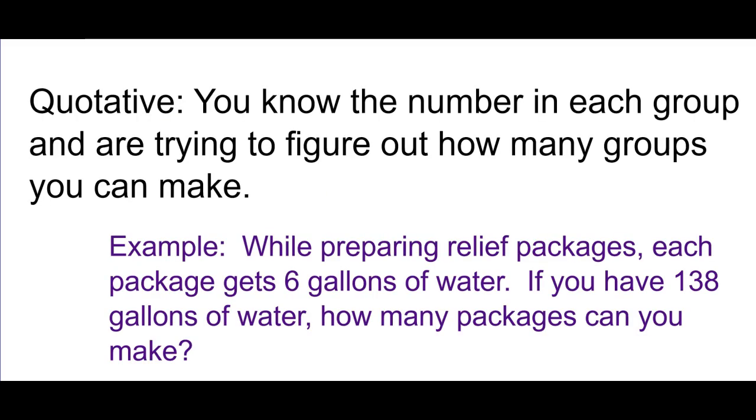And then our other quotative here where we're preparing relief packages and we know that every family needs 6 gallons of water. So if we have 138 gallons, we can say 138 divided by 6, I'm just doing the traditional algorithm here, gives me 23. So I can make 23 relief packages, or for 23 families there, if each one gets 6 gallons of water. I don't know if that's a reasonable amount or not, I just made up that problem. But for quotative division, that's what we mean there.